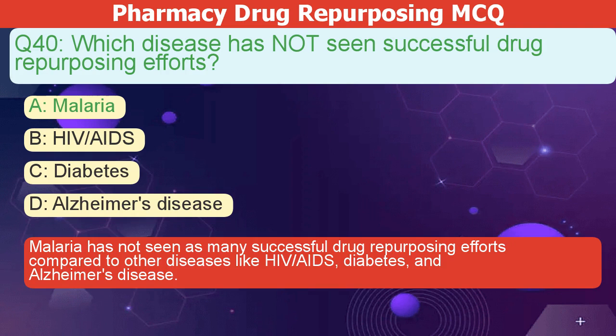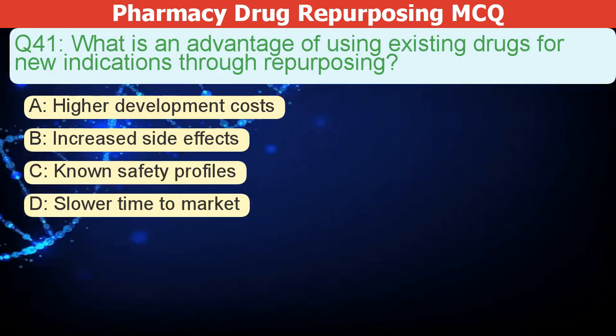Malaria has not seen as many successful drug repurposing efforts compared to other diseases like HIV, AIDS, diabetes, and Alzheimer's disease. What is an advantage of using existing drugs for new indications through repurposing? A. Higher development costs. B. Increased side effects. C. Known safety profiles. D. Slower time to market.